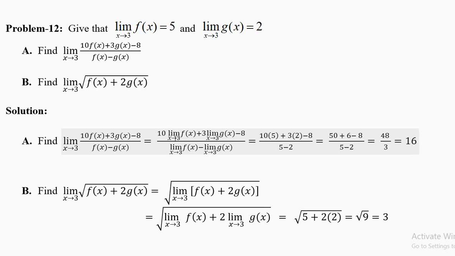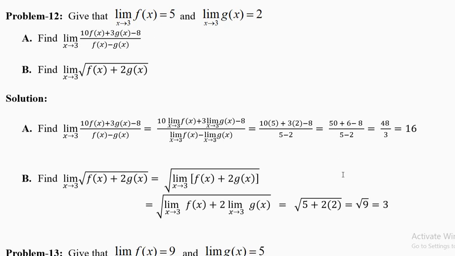Now what's the limit? x going to 3, f is 5, so 10 into 5. What's the limit for g? It is 2, 3 into 2, minus 8. 10 into 5 is 50, 3 into 2 is 6, minus 8. 50 plus 6 minus 8 is 56 minus 8, which is 48. Limit f is 5, limit g is 2, 5 minus 2 is 3, 48 divided by 3 is 16. That's all. You don't need calculators, there are no long calculations, these are short calculations. They just want you to test whether you understand how to do these limits. Just copy the limits from the question, there are no serious limits here.